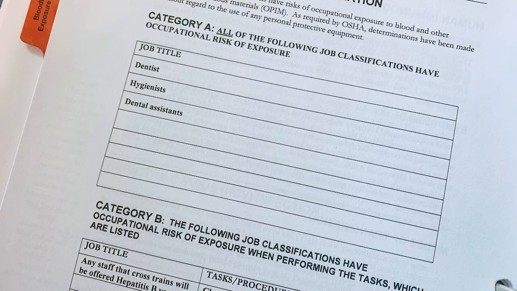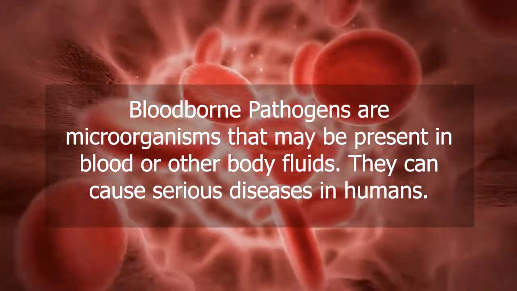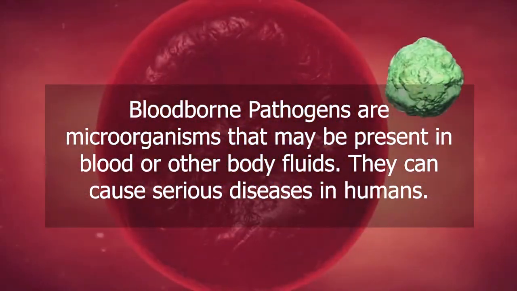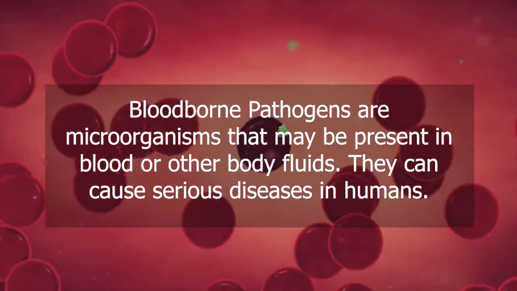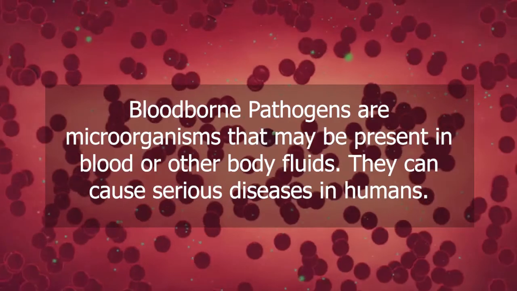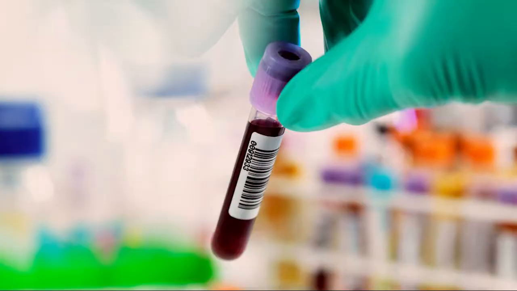A risk determination is required to identify any positions with a risk of exposure. So what are bloodborne pathogens? They're microorganisms that may be present in blood or other bodily fluids and can lead to serious disease in humans. Bloodborne pathogens include viruses, bacteria, fungi, prions, or other microorganisms including parasites. HIV, hepatitis B, and hepatitis C are 3 of the most frequently addressed.